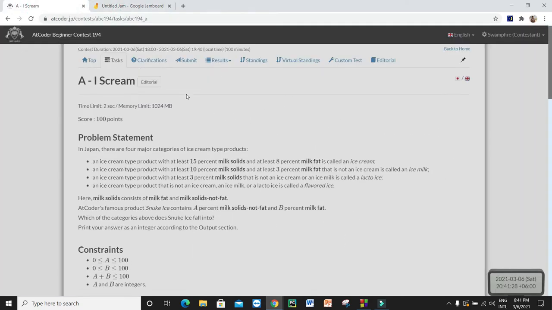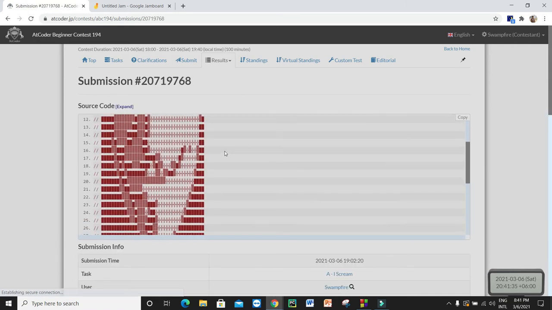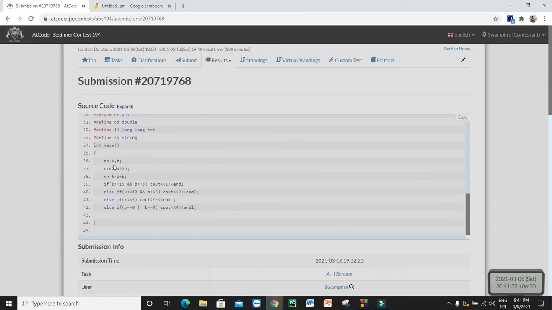Now I am showing my submission. At first here I scan two integers, A and B, milk solid fat, to combine them and store them into K. As I usually explained previously, I put the condition here so you guys understand very easily. Let's jump into the second problem.